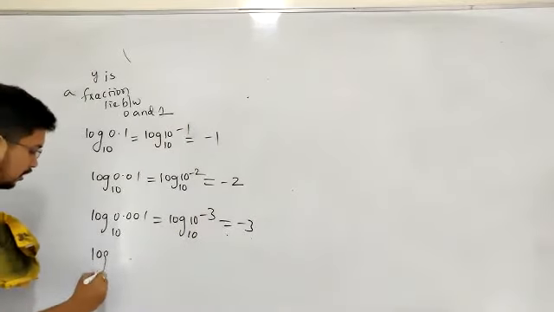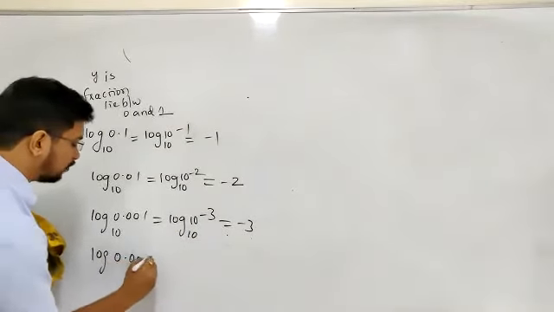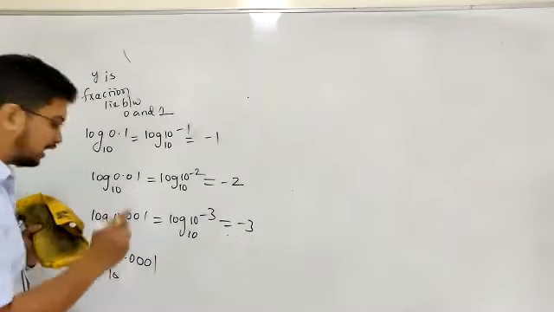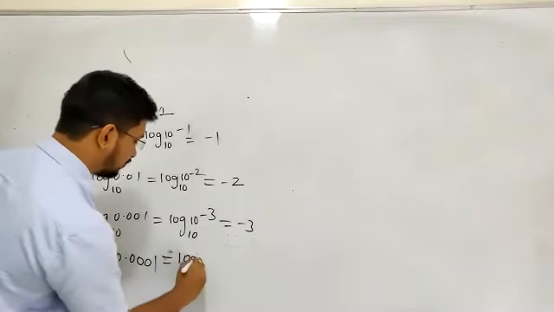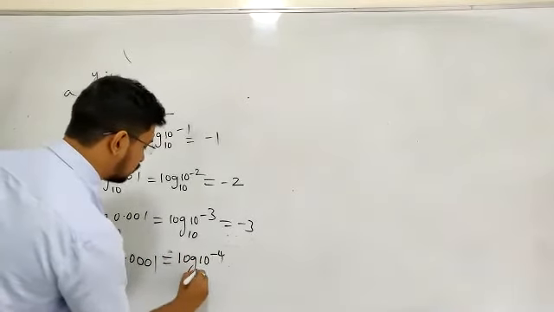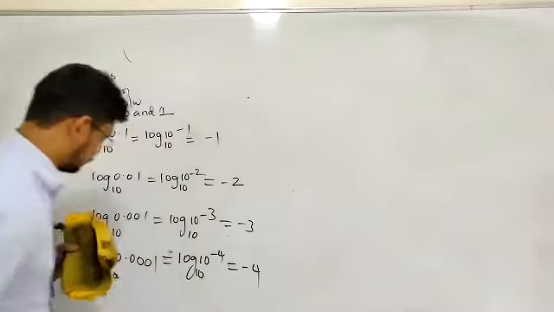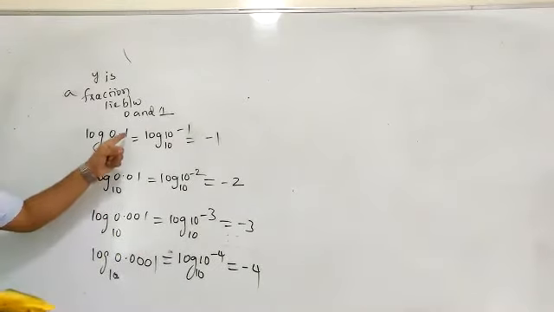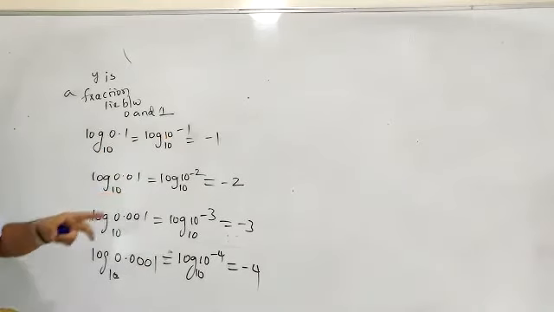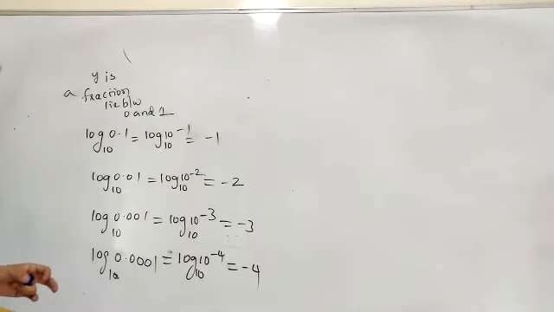Next something like log of 0.0001 to the base 10. Malli observation meere cheppali, jagrataga vinandi. Important, this is important, try to listen perfectly. So this is log of 10 power minus 4 to the base 10, which is minus 4. You observe here. These are the values we are getting: log of 0.1 to the base 10 is minus 1, log of 0.01 to the base 10 is minus 2.